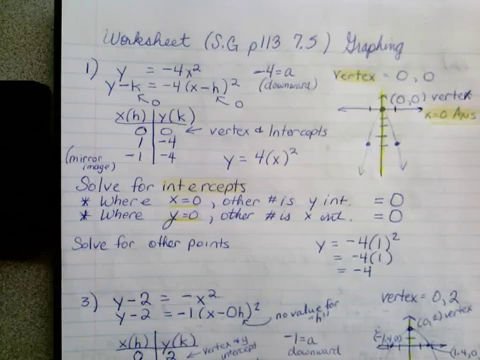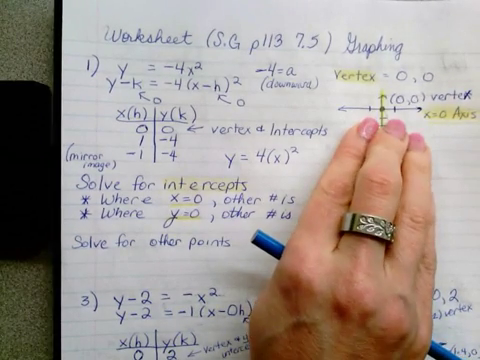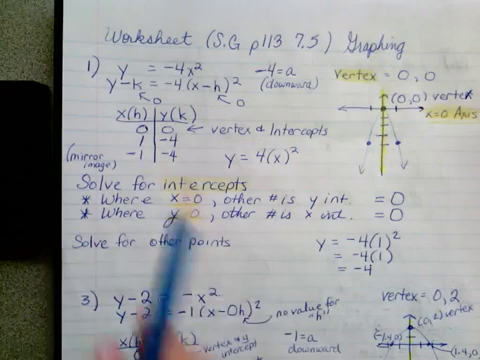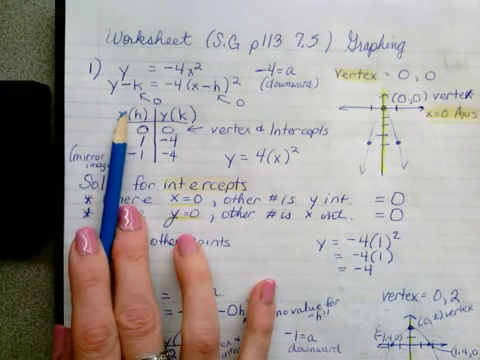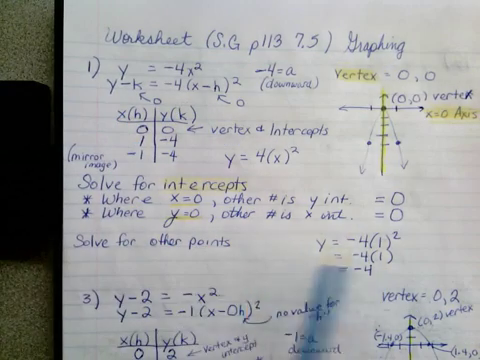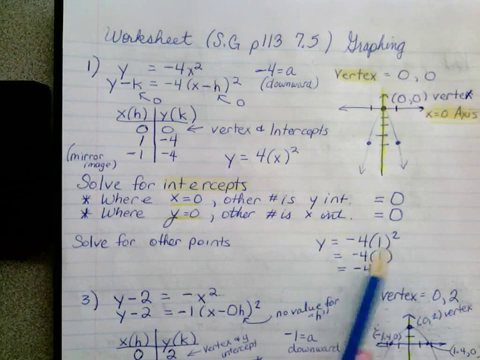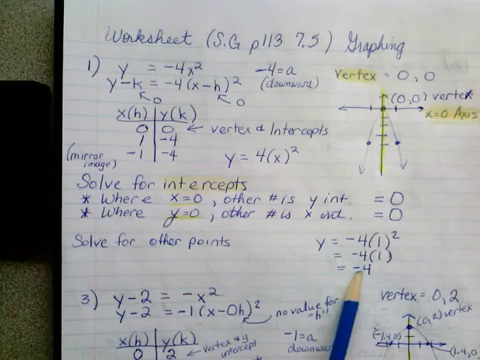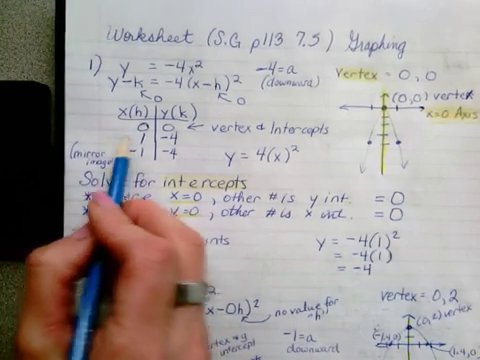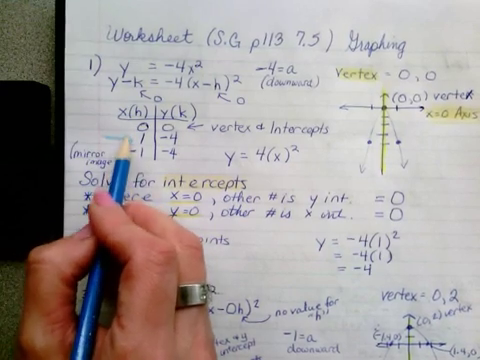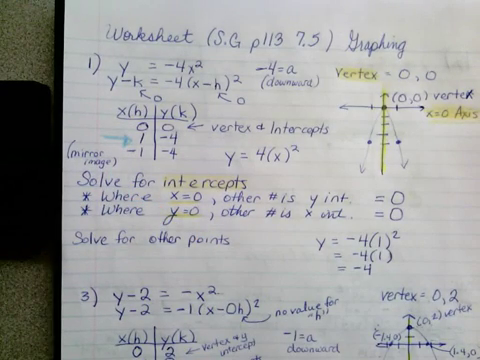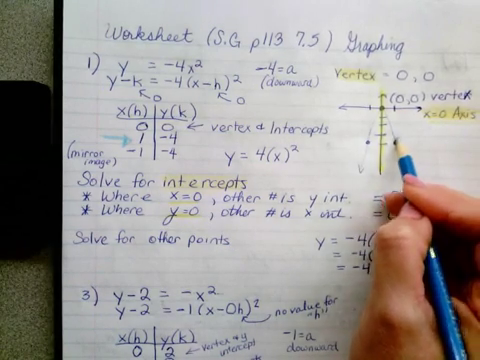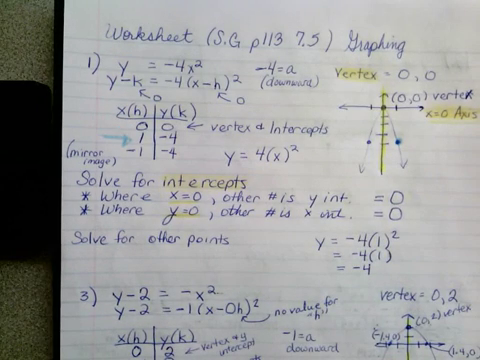Okay? All right. I can't graph a parabola with just a single dot, so I'm going to solve for some other items. I chose a nice, easy number. I chose 1. I plugged in 1 for x. 1 squared is 1. 1 times negative 4 is negative 4, which means when x is 1, y has to be negative 4. There it is. You guys seeing that?